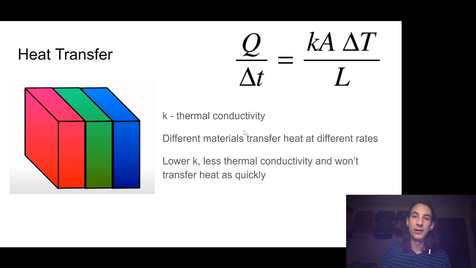Here we're looking at the property of thermal conductivity. Different materials are going to transfer heat at different rates, and that's just going to be based on the actual particles themselves. Maybe they move more freely, maybe they have the ability to flow more, maybe they have more mass, so they're harder to get to a higher kinetic energy. There are lots of different factors that could affect the thermal conductivity, but it's really just a property of our objects. And we can say lower thermal conductivity means less thermal conductivity and won't transfer heat as quickly.